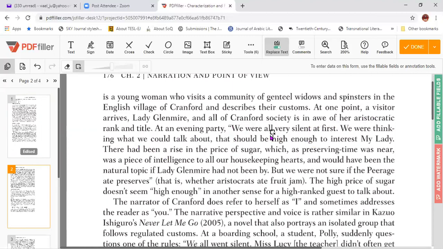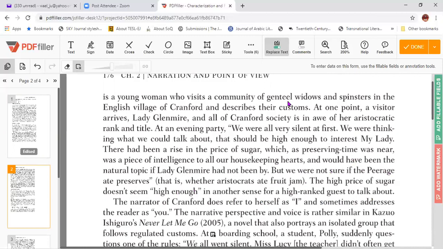At an evening party, we were all very silent at first. We were thinking what we could talk about that should be high enough to interest Lady Glenmire. There had been a rise in the price of sugar, which, as preserving time was near, was a piece of intelligence to tell all our housekeeping hearts, and would have been the natural topic if the Lady Glenmire had not been by. But we were not sure if the peerage ate preserves, that is, whether aristocrats ate fruit jam. The high price of sugar does not seem high enough in another sense for high-ranked guests to talk about.